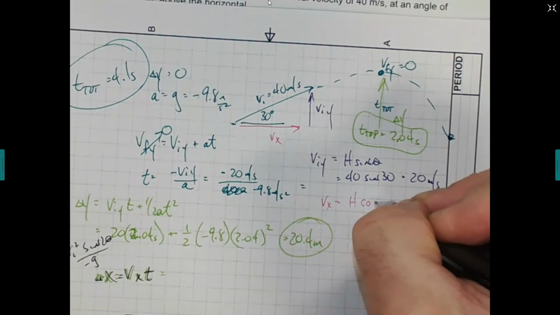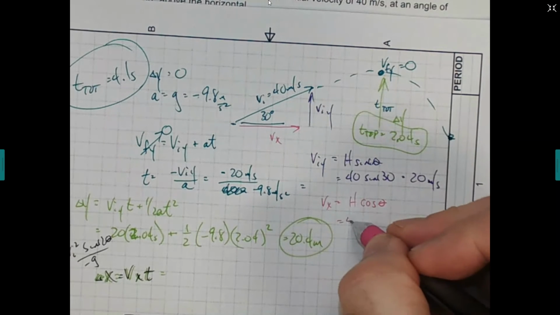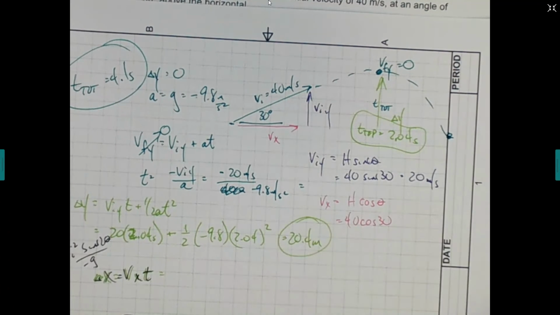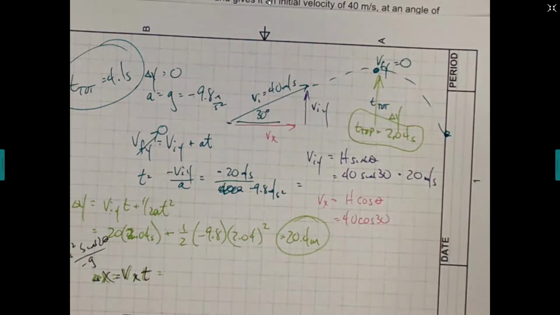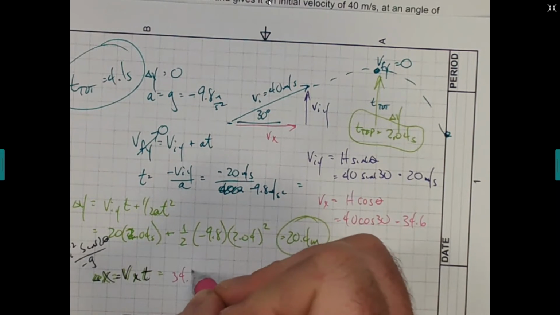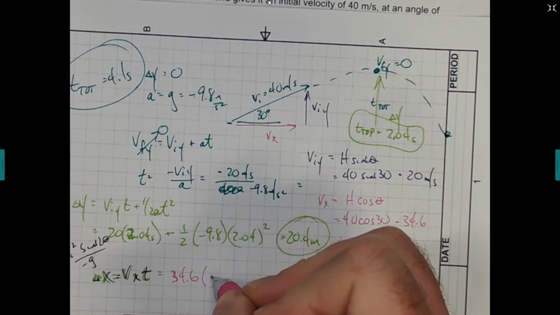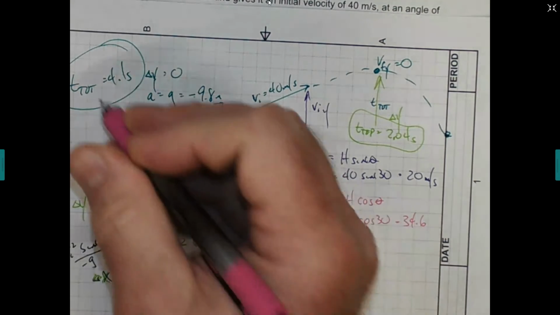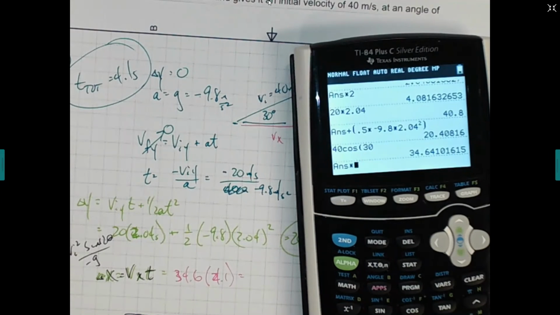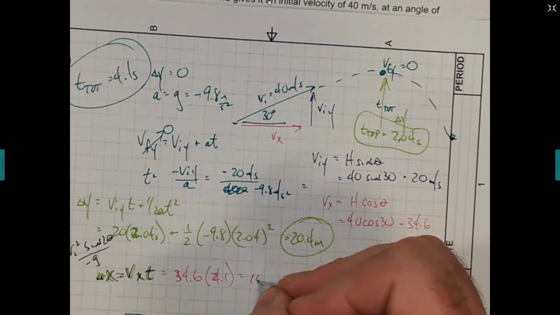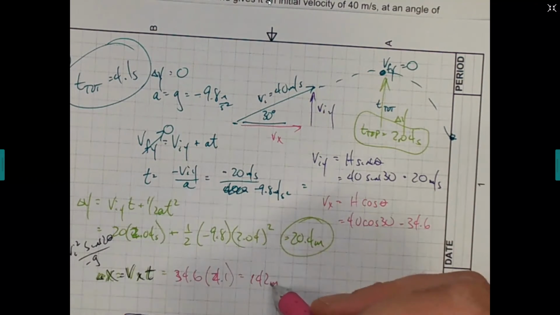Vx is just the hypotenuse times the cosine of theta, side adjacent. So that's 40 cosine of 30, which is going to be about 33 or something. 40 cosine of 30, 34.6. That was pretty easy. So once we have that, it's just going to be 34.6, and we're going to multiply that times, now we want total time because we're going the total distance. So 4.1. And we get 142 meters. We should get the same thing if we do that.